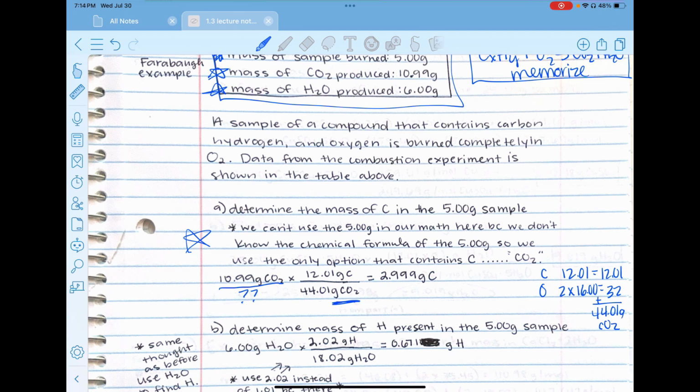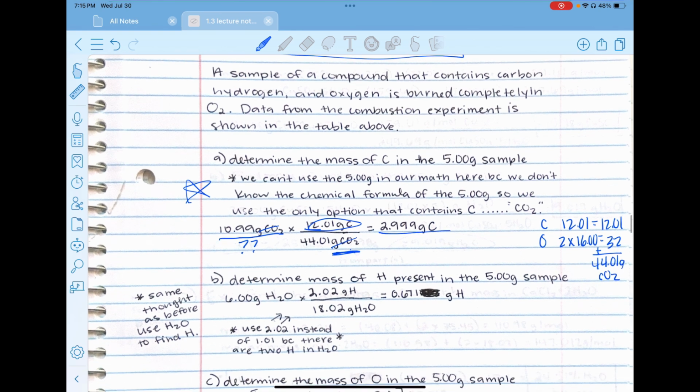So I can set up a ratio of carbon to carbon dioxide. Our grams of carbon is simply 12.01 from the periodic table. So now I have carbon to carbon dioxide. And this works because what I want to do is convert the grams of carbon dioxide to grams of carbon. So grams of carbon dioxide cancels. So I'm going to take my 10.99 in the calculator, multiply it by 12.01, and then divide it by 44.01. When I do that, I hit enter in my calculator, I get 2.999 grams of carbon. And that solves part A.